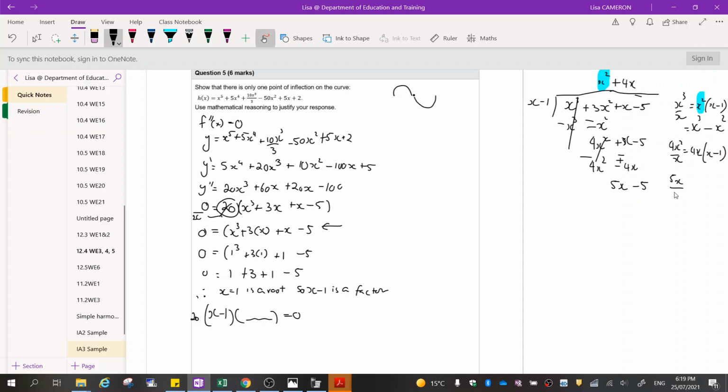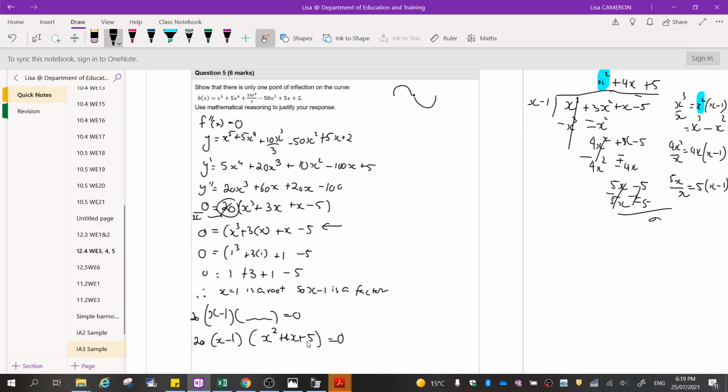One last time, over x, that turns into 5, and then we'll subtract that, so plus 5. So then that'll turn into 5x minus 5, and we subtract, turning that into a plus, subtract that, meaning that there is a 0 remainder here. So my equation really looks like this. 20(x minus 1)(x squared plus 4x plus 5) equals 0. Okay, so we're at this point here.